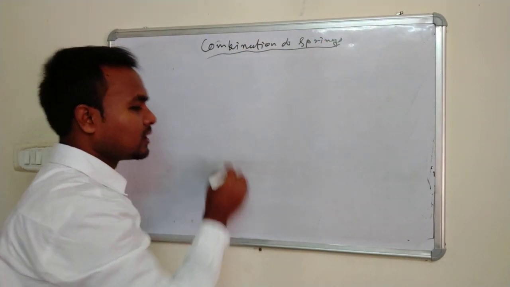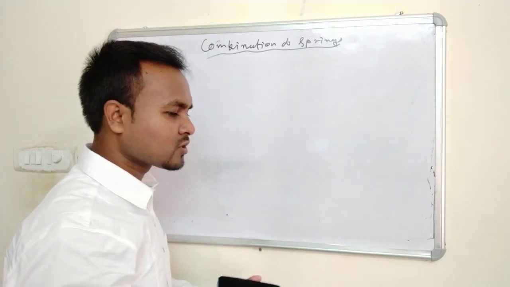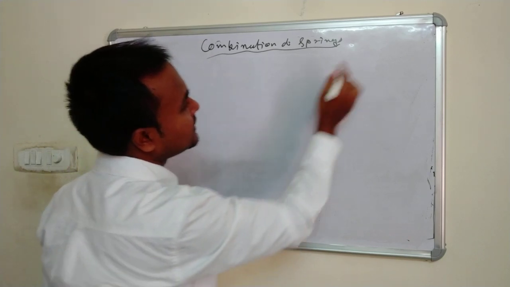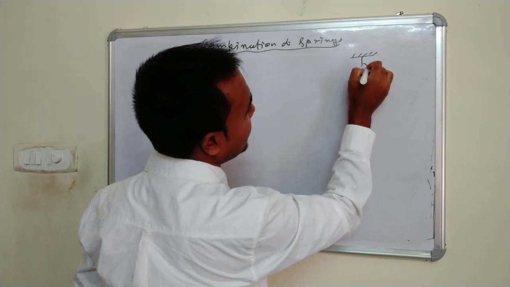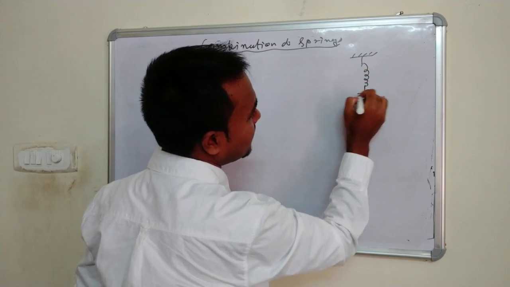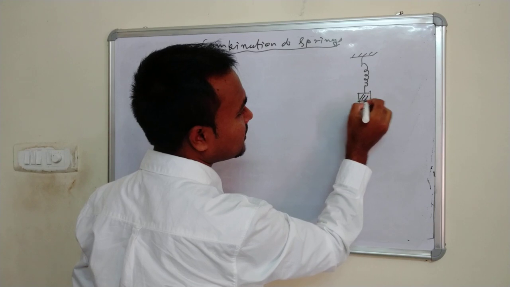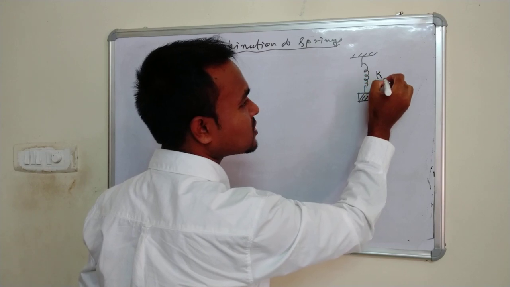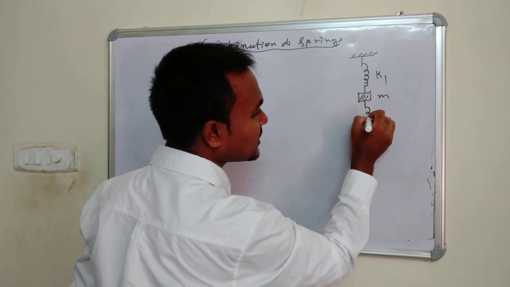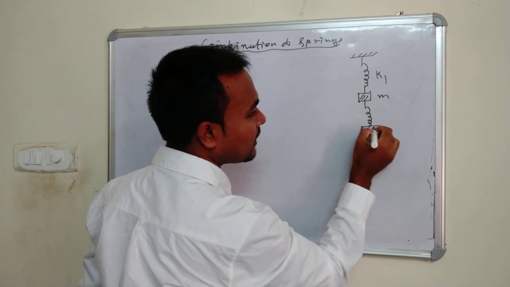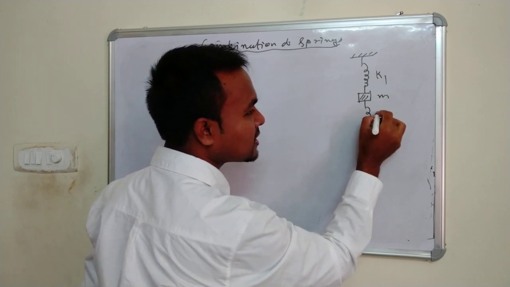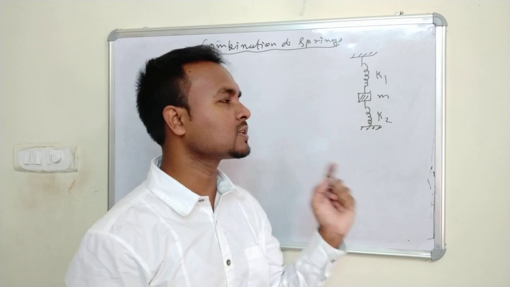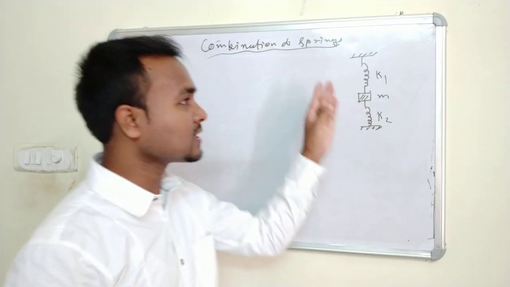It means, suppose, one spring is here and a mass m is connected. This is the point of suspension, and this spring constant is, suppose, k1. And here another spring is connected, and this is the end point. The spring constant of this spring is, suppose, k2. So two springs are there connecting with a mass m. Clear?